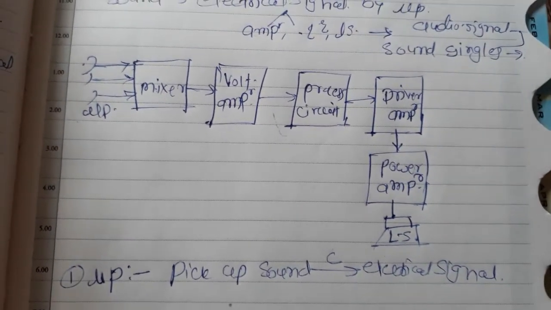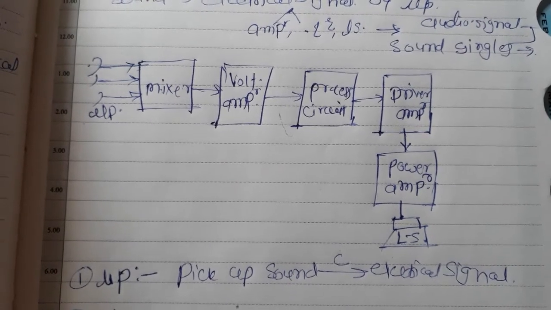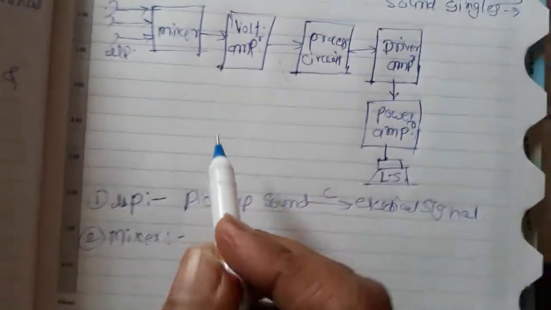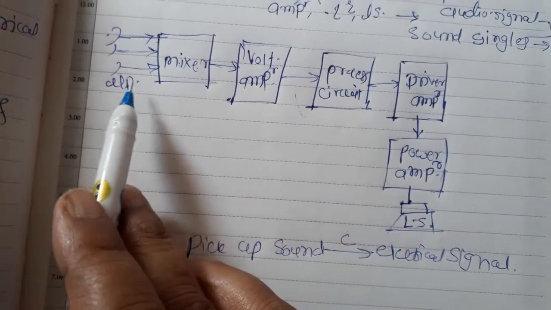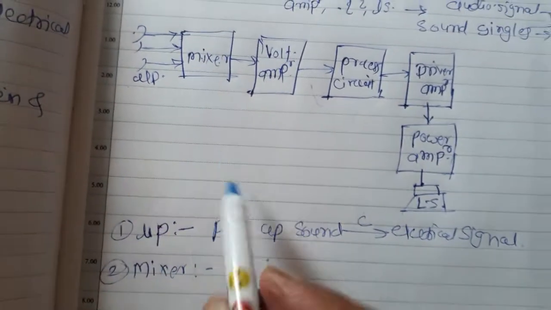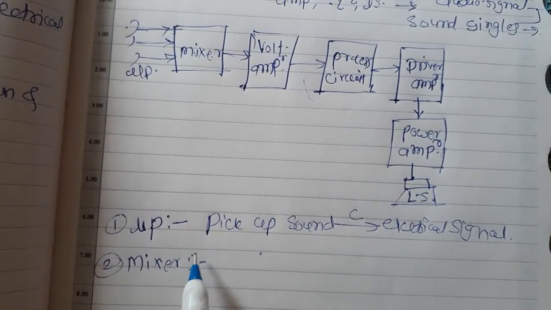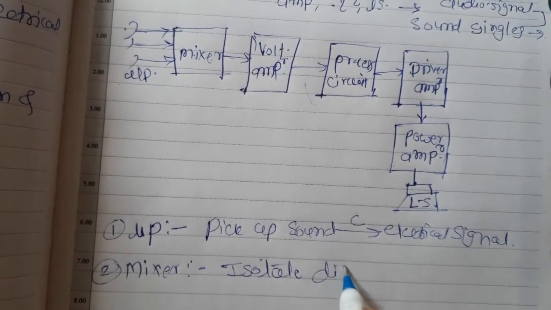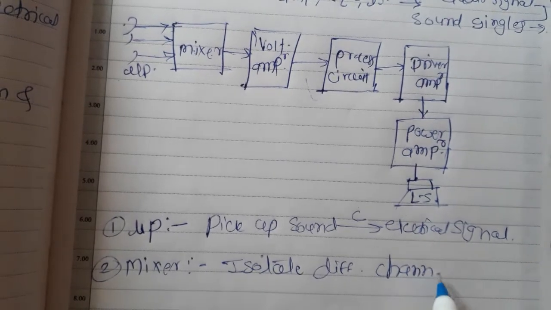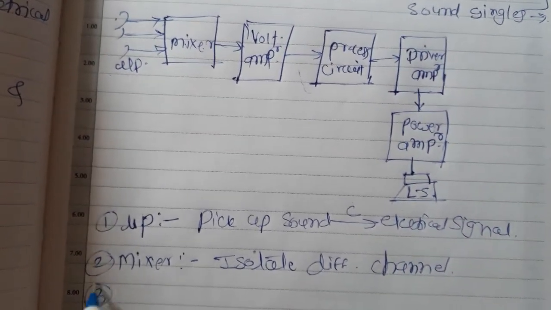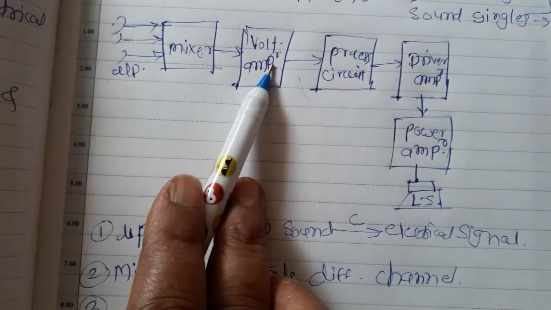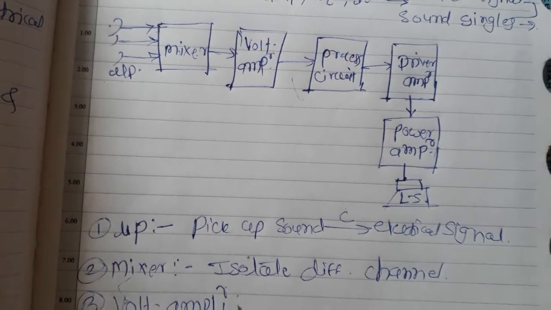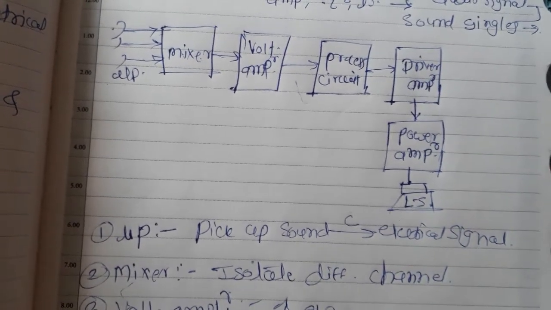Then this signal is given to the first stage, the mixer. What is the function of the mixer? The mixer isolates the different channels. That is the function of the mixer. Then the third one: the output of the mixer is given to the voltage amplifier. What is the function of the voltage amplifier? It amplifies the output of the mixer.